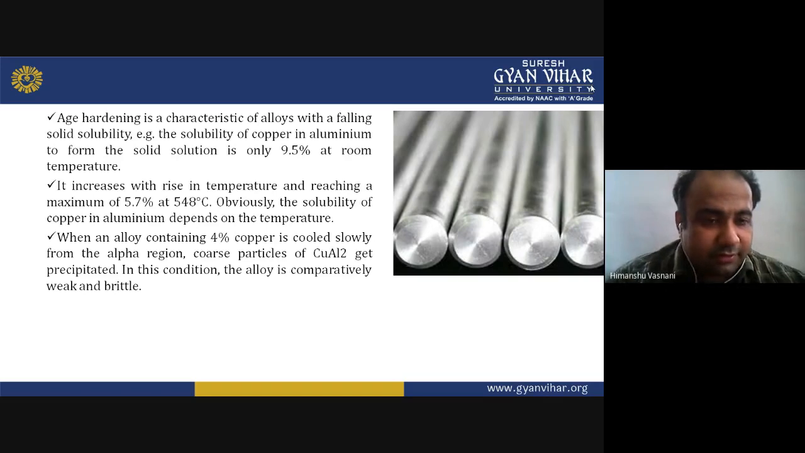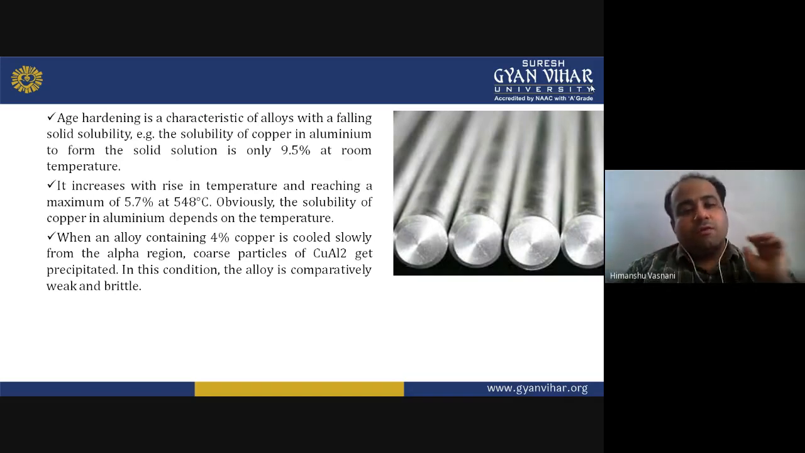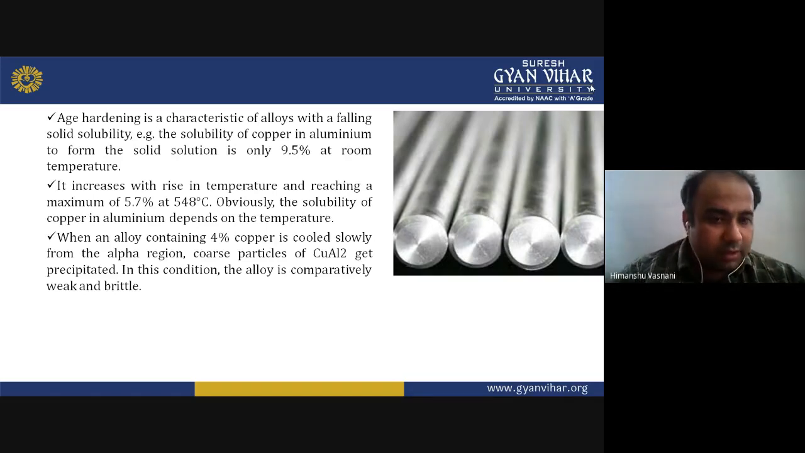So when an alloy containing 4% copper is cooled slowly from the alpha region, coarse particles of CuAl2 get precipitated. In this condition, the alloy is comparatively weak and brittle. Here come the application and the properties: at this point, an alloy having only 4% copper is cooled slowly.